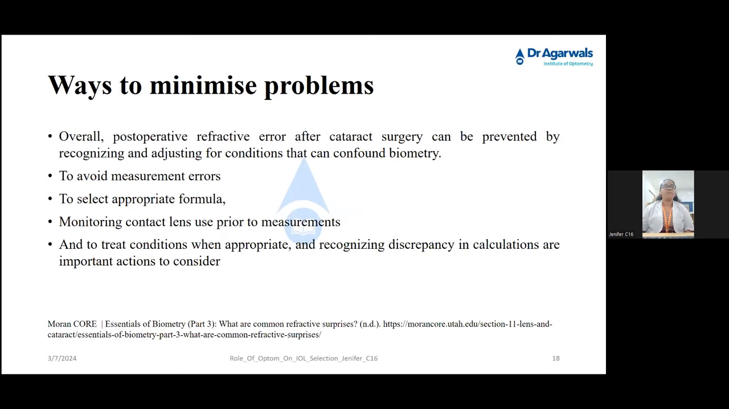Ways to minimize problems. Overall, post-operative refractive error after cataract surgery can be prevented by recognizing and adjusting for conditions that can confound biometry. To avoid measurement errors, selecting the appropriate formula, monitoring contact lens use prior to measurements and treating conditions when appropriate, and recognizing discrepancies in calculation are important actions to consider.